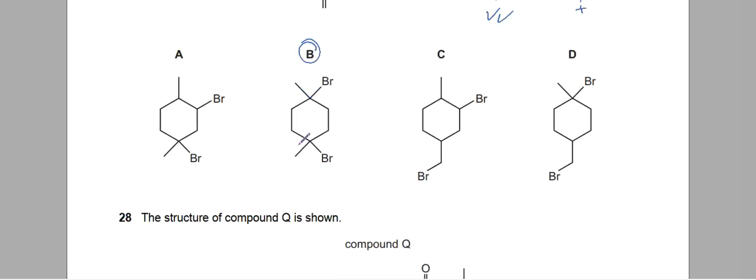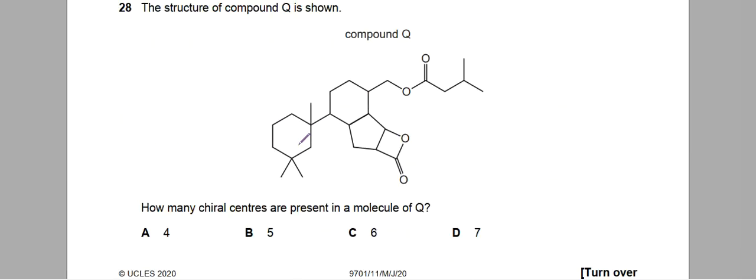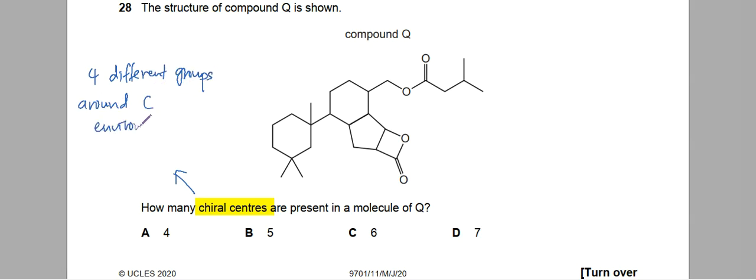Structure, how many chiral centers? When we talk about a chiral center, it is the environment, 4 different groups around the carbon. Then we have a chiral center. So 4 different groups or 4 different environments. Immediately we know that for sure this is not a chiral center because this is like CH3.